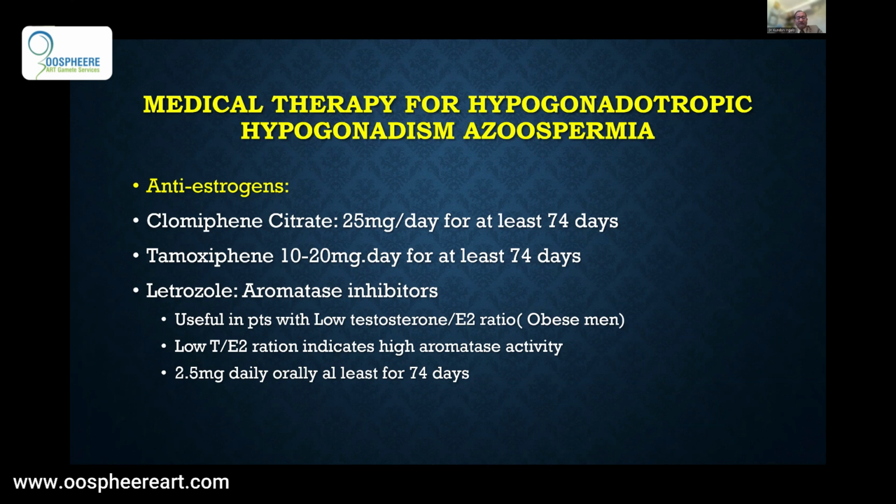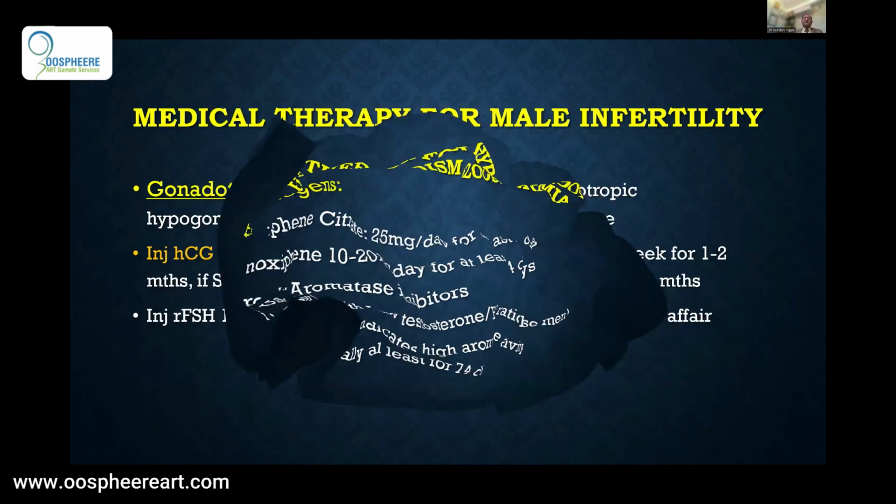You can give 2.5 milligram daily orally for at least 74 days. That is the most important message about letrozole. You just can't give letrozole to all hypogonadotropic hypogonadism patients. The particular phenotype is very important because of its mechanism of action, because if the ratios are normal, you may not see any impact of letrozole on improving the sperm count.